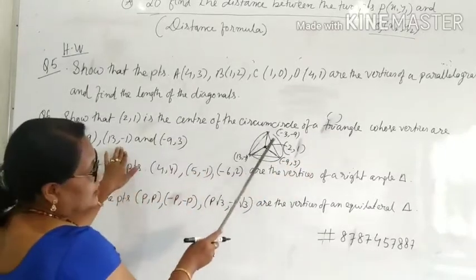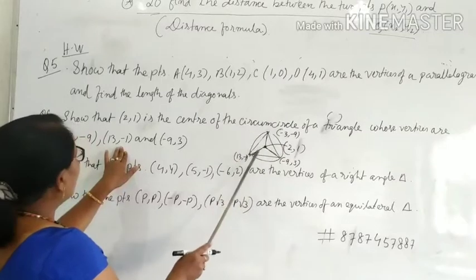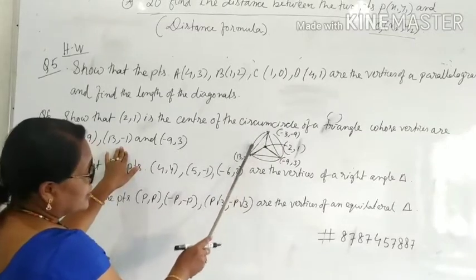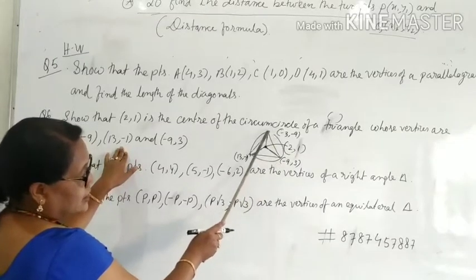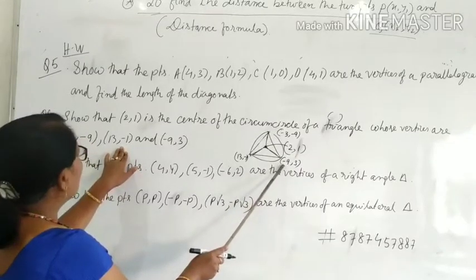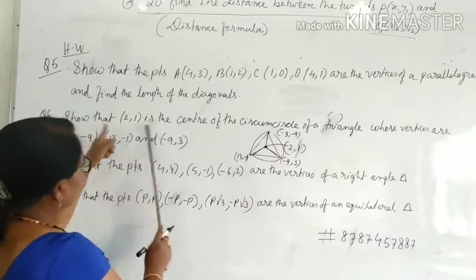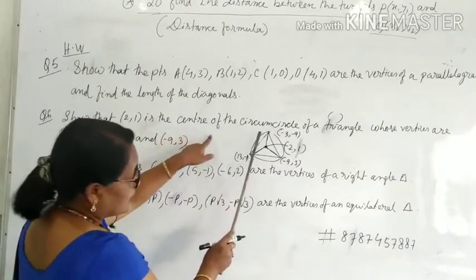And the height of the triangle CD. CD is the circumcenter of the triangle, and 2-1 is the center of the circumcenter. The triangle parties in the CC with a set. So there, 2-1 is the center of the circumcenter.